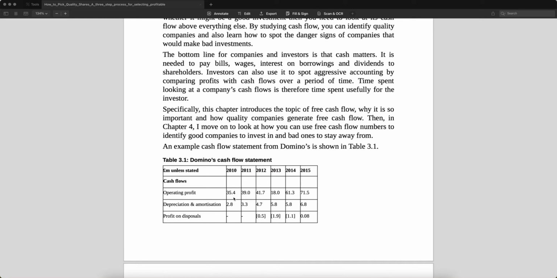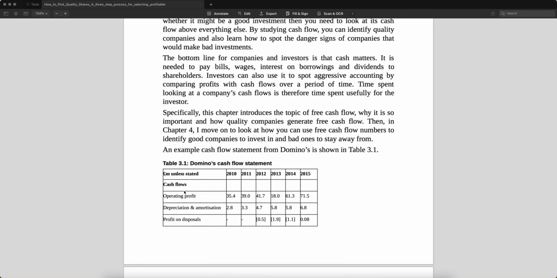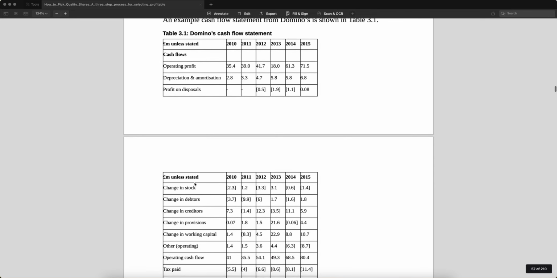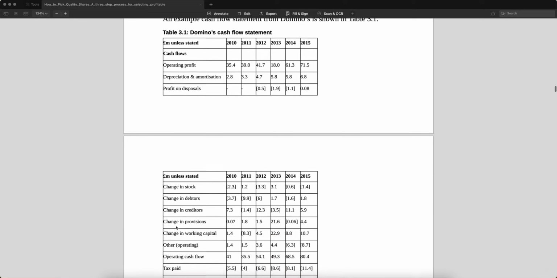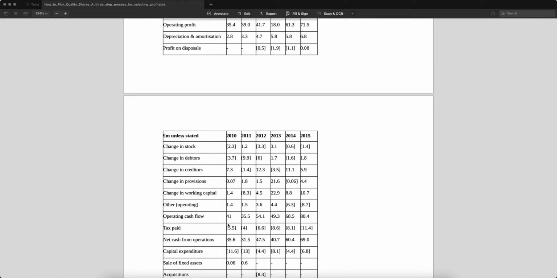So this is how a cash flow is made. They take the operating profit, which is definitely before and after tax. You can take it both ways. They add the depreciation on it. They add the profits on disposal. Sorry, they subtract the profits on disposal on some assets. They add the working capital changes, the change in stock, debtors, creditors, provisions, and this becomes the change in working capital and other non-operating activities. They subtract the tax and you get the cash flow from operations.